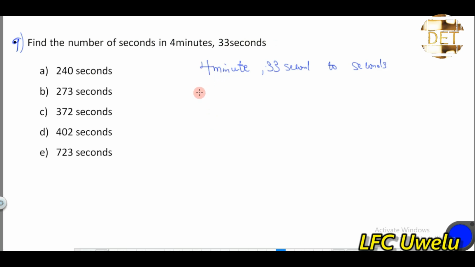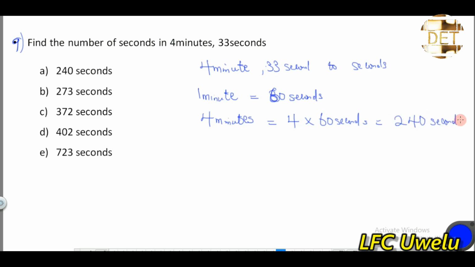So knowing fully well that 1 minute is equal to 60 seconds. If 1 minute is equal to 60 seconds, 4 minutes will be equal to 4 times 60 seconds, right? And that will be equal to 240 seconds. 4 times 60 will give us 240, right? So 4 minutes is equal to 240 seconds.